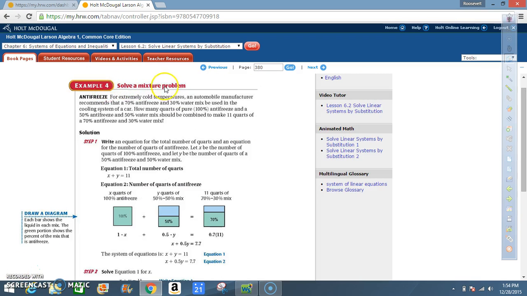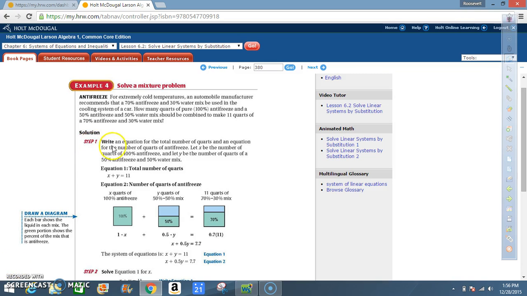Example 4. Solve a mixture problem. Antifreeze. For extremely cold temperatures, an automobile manufacturer recommends that a 70% antifreeze and 30% water mix be used in the cooling system of a car. How many quarts of pure 100% antifreeze and a 50% antifreeze and 50% water mix should be combined to make 11 quarts of a 70% antifreeze and 30% water mix?